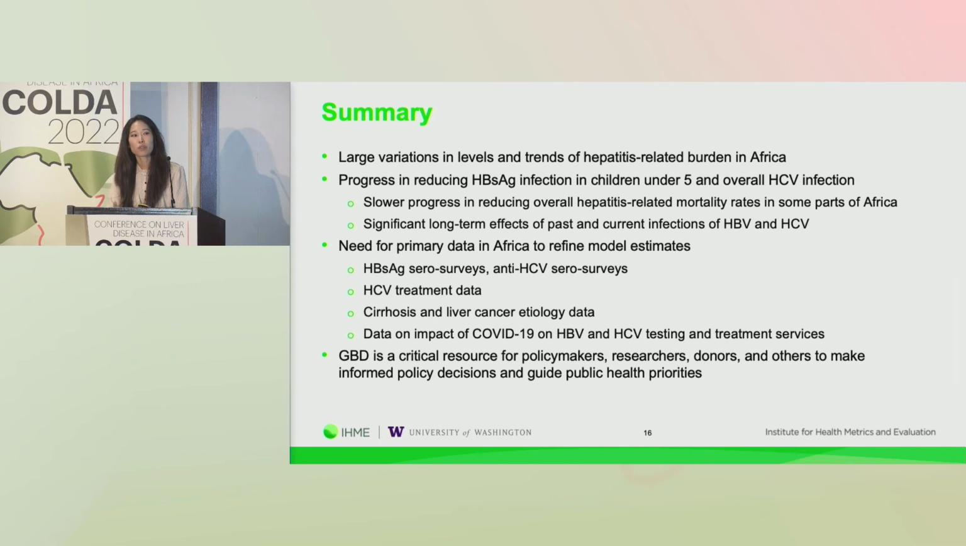Although GBD does really well at predicting the estimates for locations where we do not have data, there's still a need for primary data in Africa to refine our model estimates. Some of the indicators that we are looking to extract more and hoping to include in our models are hepatitis B surveys as well as hepatitis C survey data. And then we also want to incorporate the treatment data for hepatitis C to expand our treatment database. And then we would like to expand our etiologic database as well to help us better split out the cirrhosis and liver cancer envelope into different etiologies.